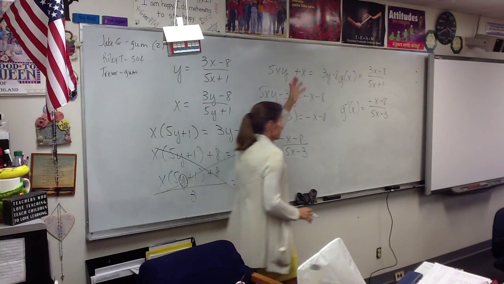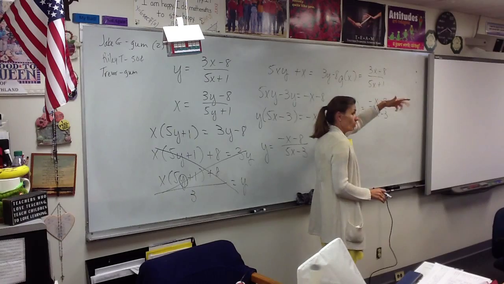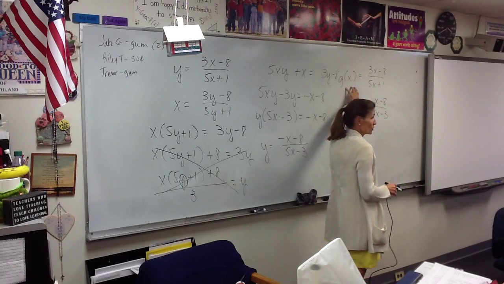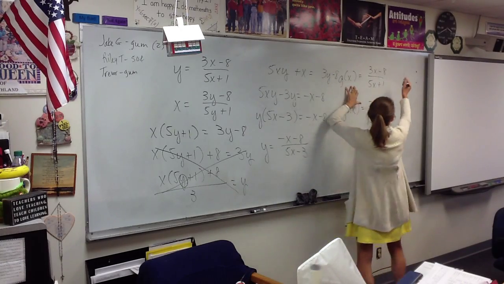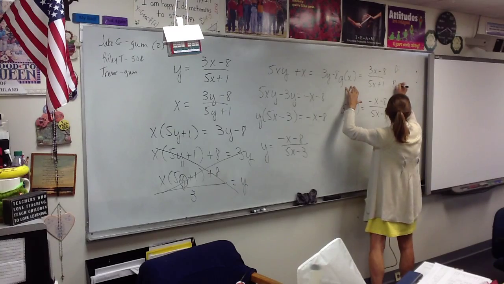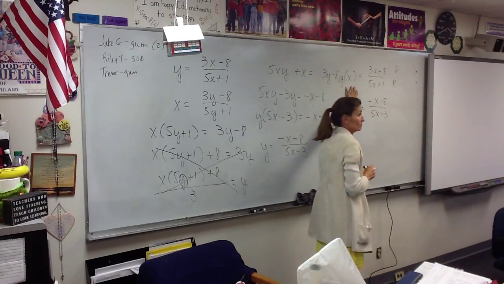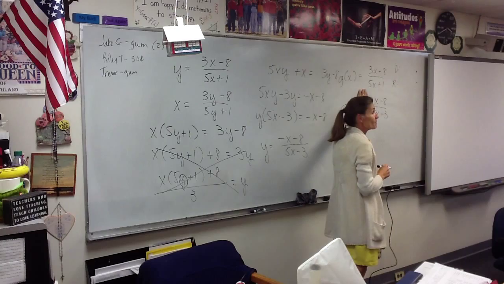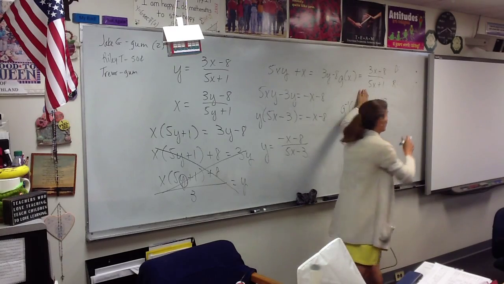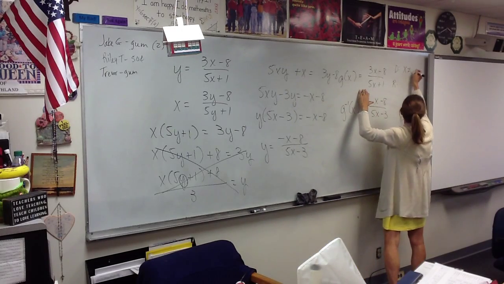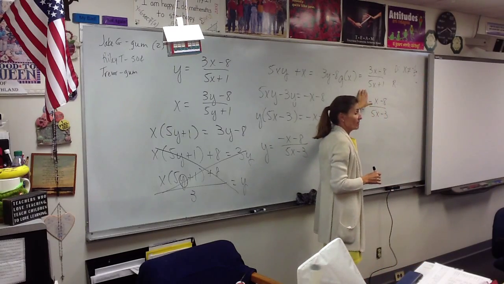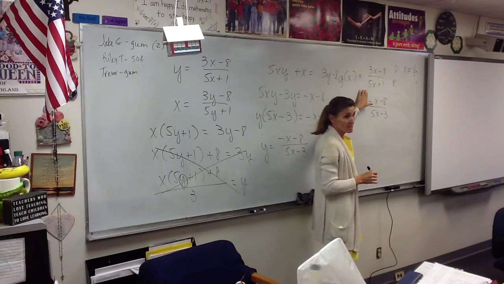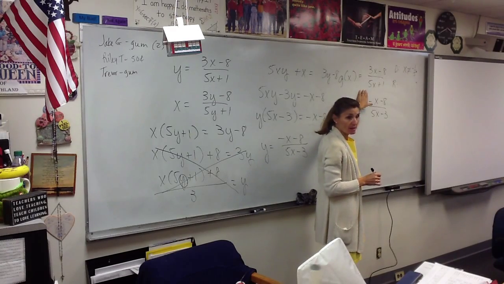Thinking in terms of what we have been talking about, let's look at this original function. What is the domain of the original? X cannot be negative 1/5. What would happen if x were negative 1/5? You would have a 0 in the bottom, and that is not allowed.